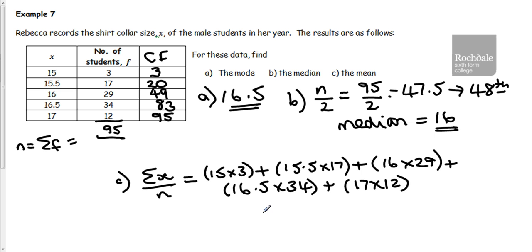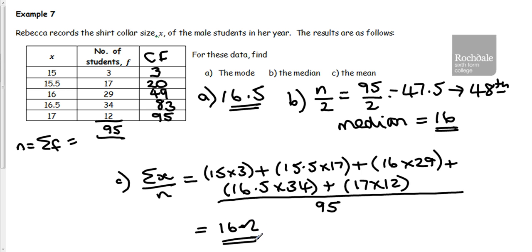So we would add all of that up on our calculator, and then what do we divide by? We divide by n. N is not 5, that's the number of intervals. N is the number of people, the number of values that we added up, and there were 95 people who told us their collar size. So I'll do the adding up for you, and when I did this on my calculator I got 16.2.